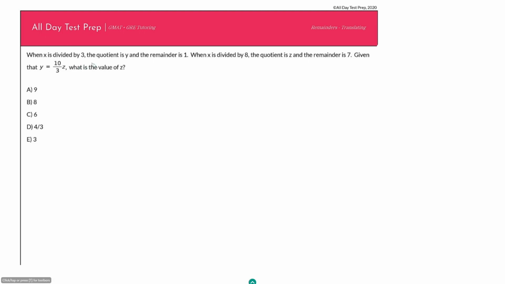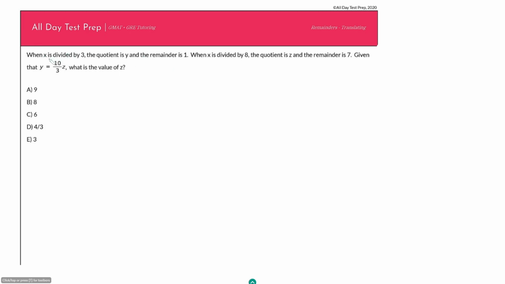When x is divided by 3, the quotient is y and the remainder is 1. When x is divided by 8, the quotient is z and the remainder is 7. Given that y is equal to 10/3 z, what is the value of z? Okay, and so these fit the pattern of our remainder translations.